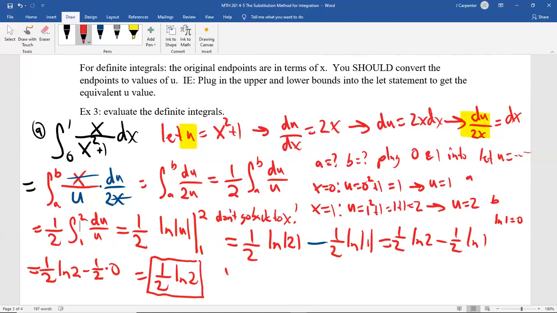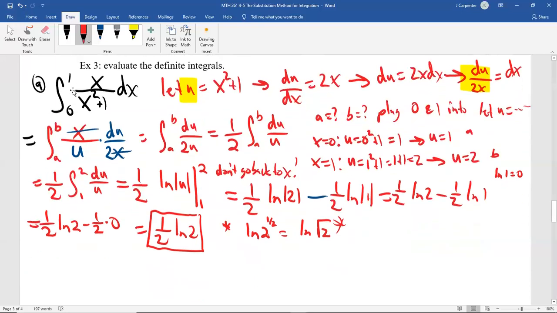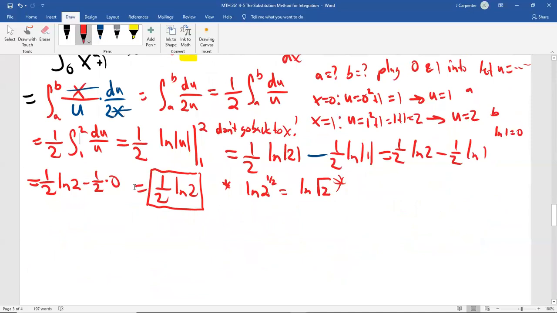Please note that this is the same thing as the natural log of 2 raised to the 1/2, which is the same thing as the natural log of the square root of 2. They're all the same. But you're probably just going to stop at the 1/2 natural log of 2 in this course. Remember, coefficients can be brought up as exponents inside of a natural log, and then a fraction exponent is just a radical.